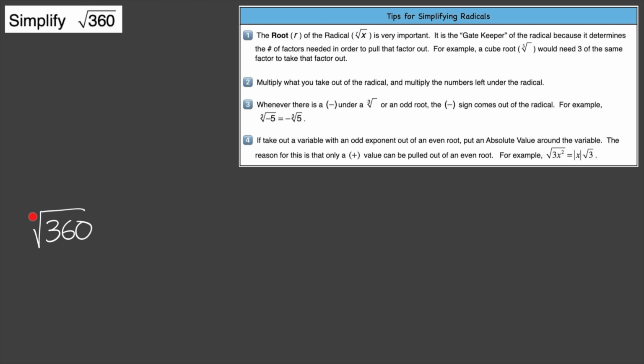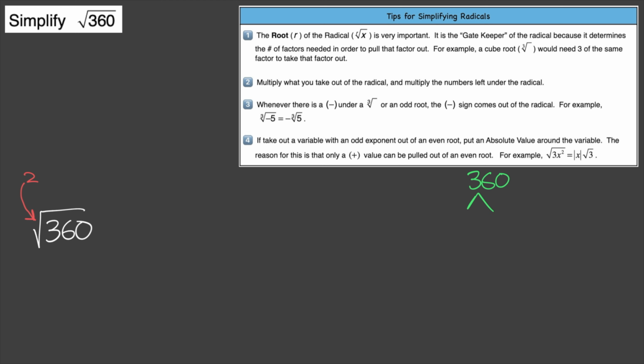If there's no number written there, remember, we've said that there is a 2 there. So there's a 2 in the square root. So that 2 acts as the gatekeeper, meaning that you need 2 of a factor for that factor to come out of the root, or to come out of jail, I like to say. So let's go ahead and make a factor tree for 360.